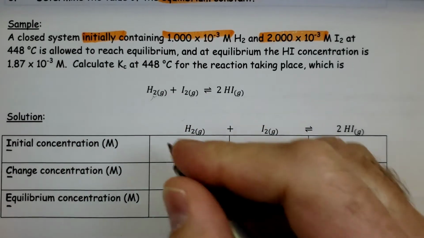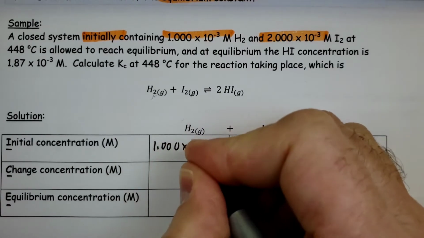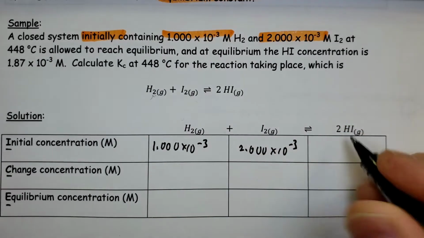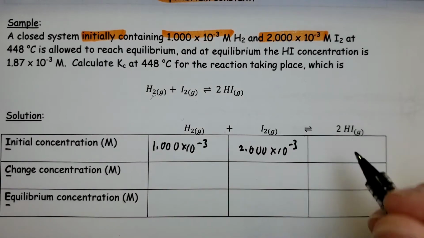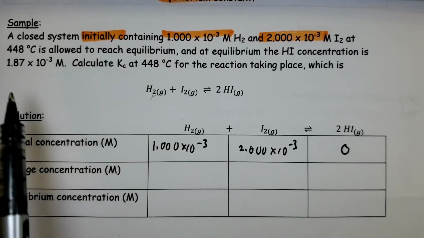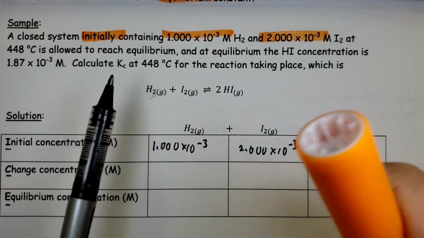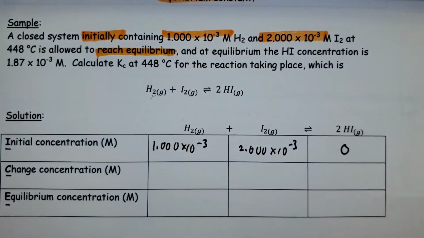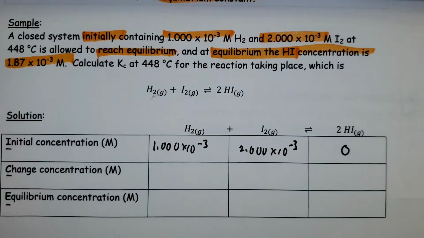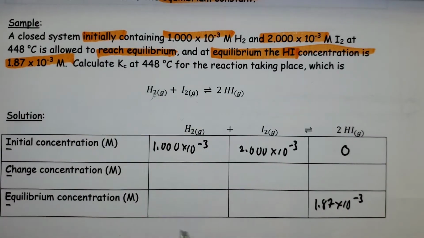Initially, we're going to write down what we have: 1.000 times 10 to the minus 3 molar of H2 and 2.000 times 10 to the minus 3 molar of I2. Most of the time, we're putting that into a container and the reaction's happening, so we don't have any products, unless, of course, it says so in the question. Now here, it's at 448 degrees C, allowed to reach equilibrium, so the reaction happens until the concentrations of products and reactants become constant, equal rates, and at equilibrium, HI is seen to be 1.87 times 10 to the minus 3. Calculate the Kc for this reaction.